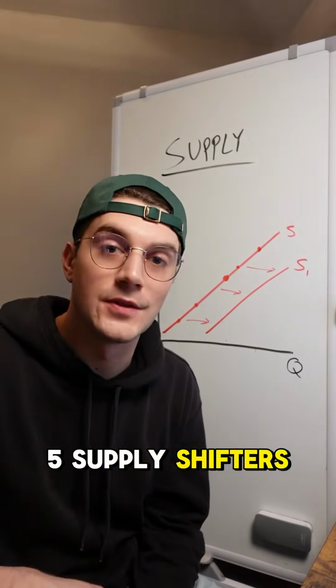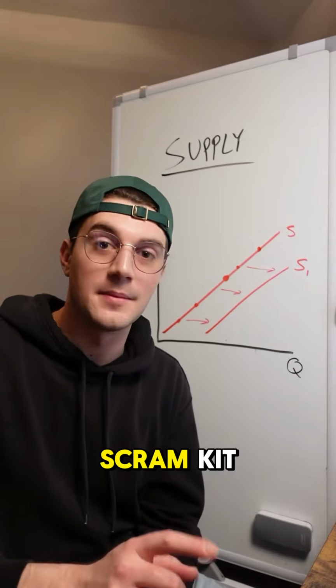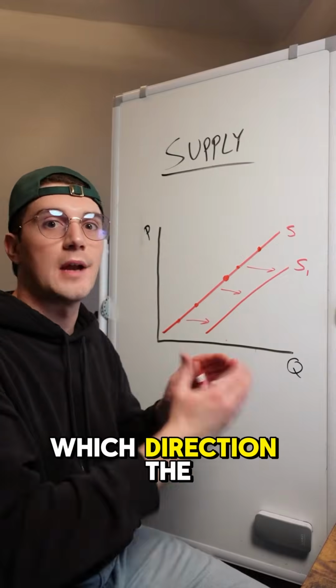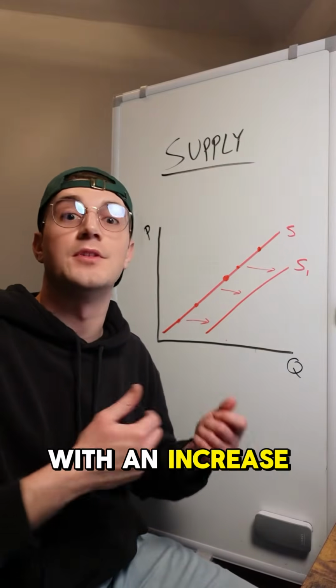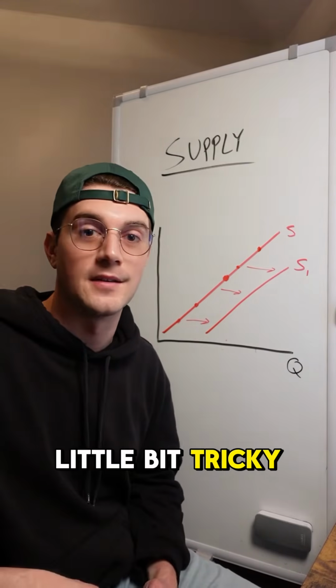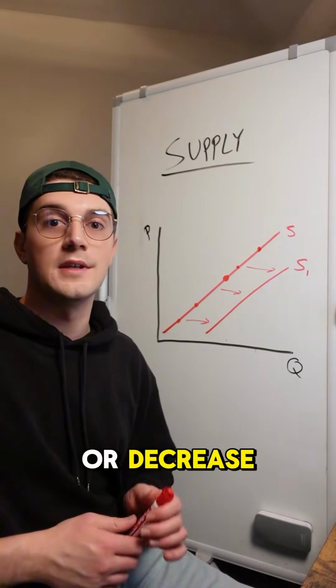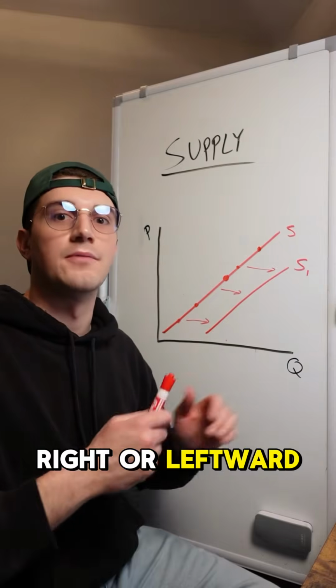There's 5 supply shifters that I go through in my microeconomics cram kit, free to access on my website. But what I want to focus on here is which direction the curve shifts with an increase or decrease in supply, because it's a little bit tricky. Instead of orienting it as up or down with an increase or decrease, orient it as right or leftward shifts.